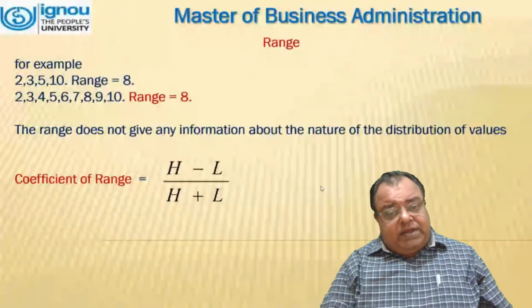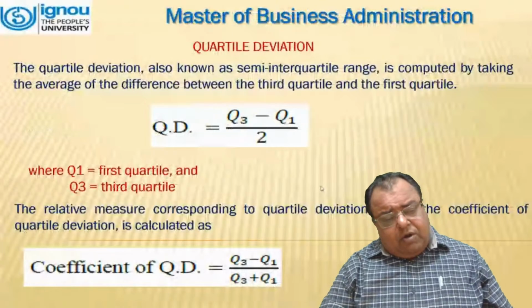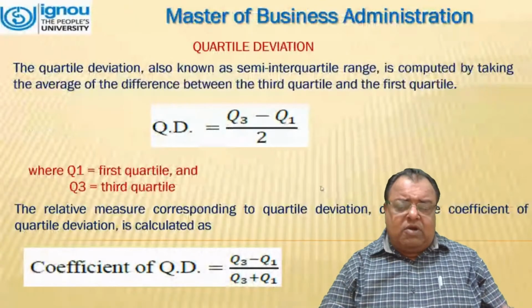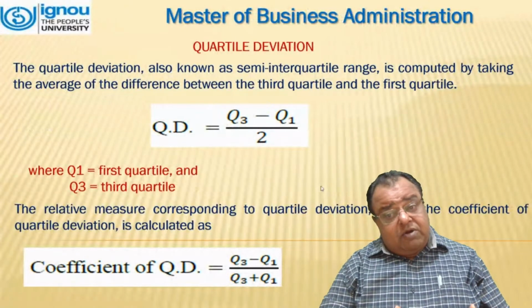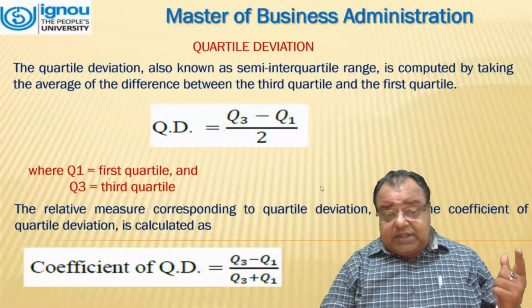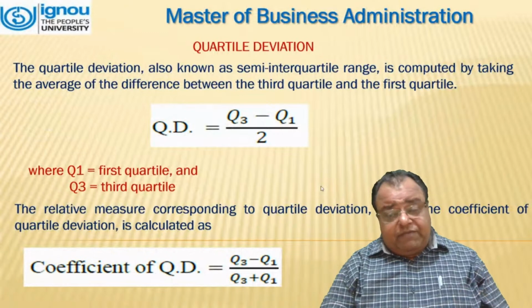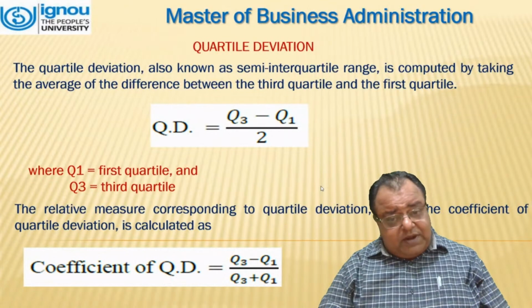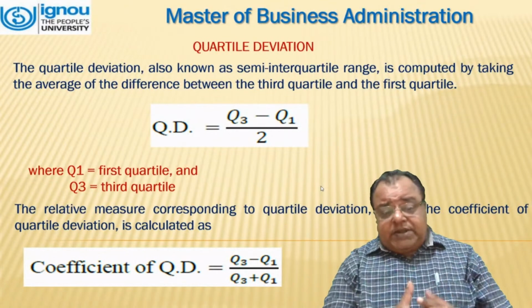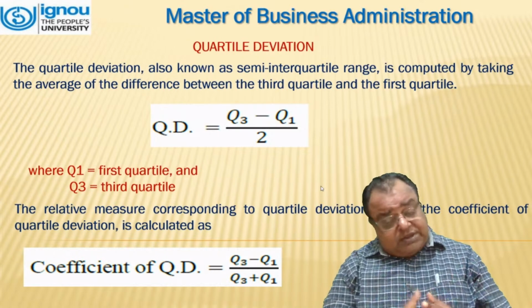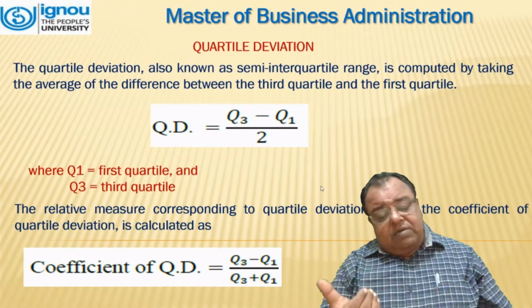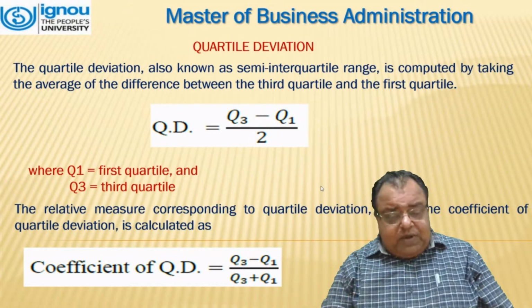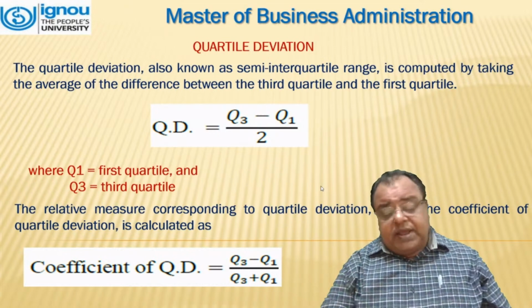Now we move to quartile deviation. Quartile deviation is also known as semi-interquartile range. It is computed by taking the average of the difference between the third quartile and the first quartile. The third quartile is represented by Q3 and the first quartile is represented by Q1. That means quartile deviation is (Q3 minus Q1) divided by 2. The relative measure corresponding to quartile deviation is called the coefficient of quartile deviation. It is calculated as (Q3 minus Q1) divided by the sum of Q3 and Q1.